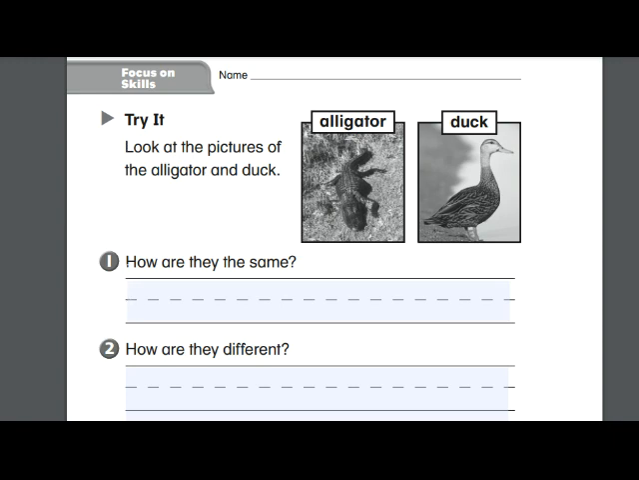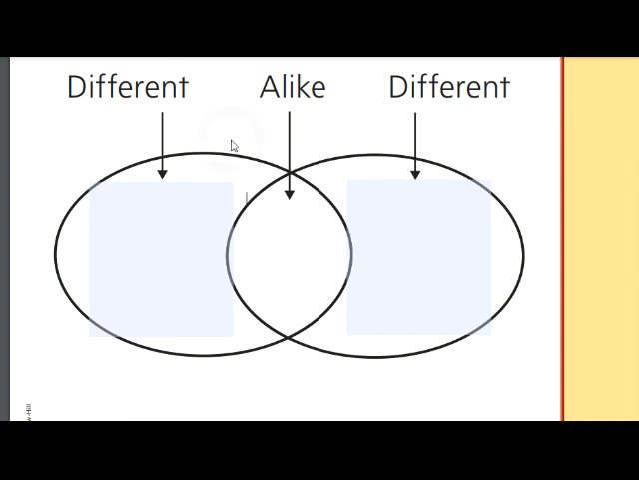So the first one, number 1, says, how are they the same? What's one similarity you see about these two animals? Hmm. I'm going to put they both swim in water, right? That's a similarity. So that similarity is going to go right in the middle. Swim in water. That's something they both do.